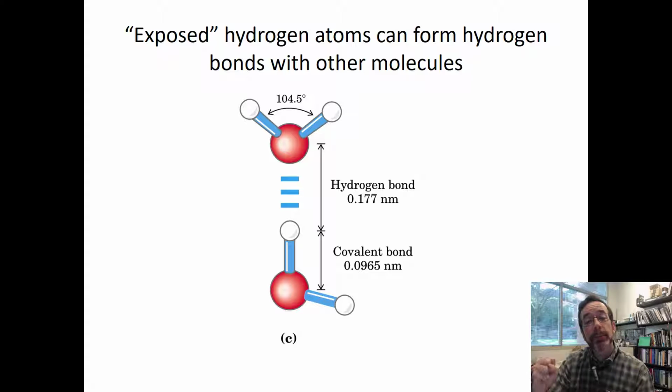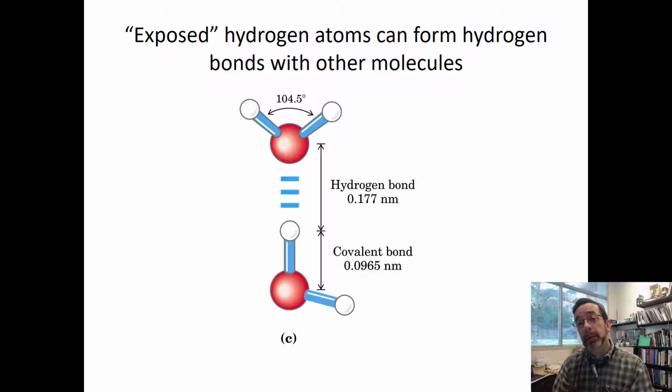But it is bound by a weaker, longer, non-covalent bond to the oxygen at the top. So we can actually measure the strength of the bond by measuring the distance. The closer the two atoms are, the stronger the bond is between them. And so when you look right here, the hydrogen bond is twice as long as the covalent bond. That means very approximately it is about half the strength of the covalent bond.